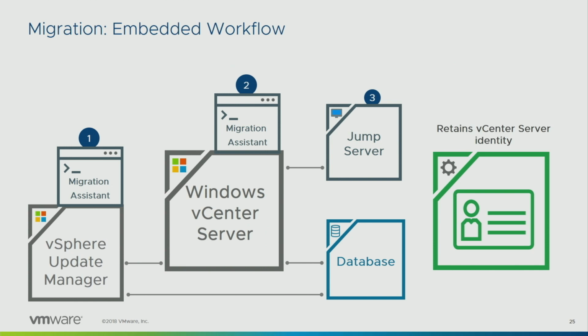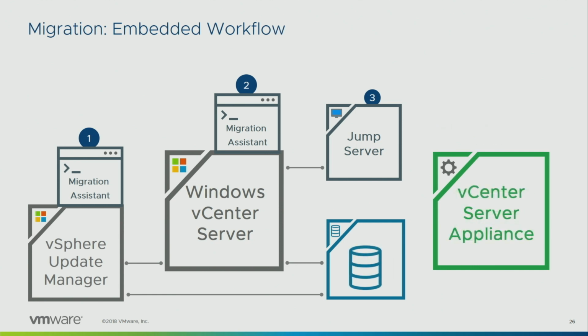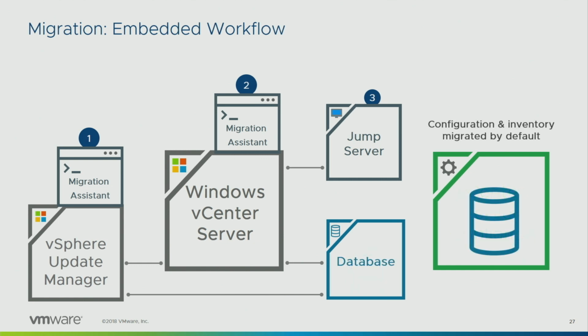Now we're going to bring over the identity. So as far as any solution like William was talking about earlier is concerned, it's the same old vCenter server. We're bringing over that identity. Then we're copying over our config, our inventory. Now that comes over by default. There's nothing you need to specify there. And that includes things like your number of VMs, the hosts, all the configuration, HA, DRS, etc.